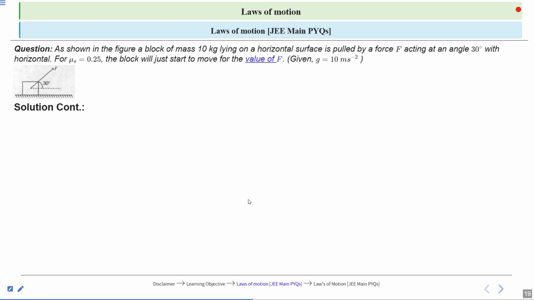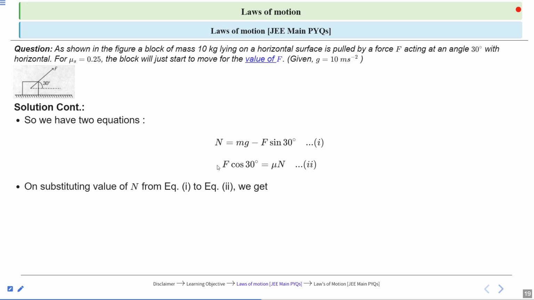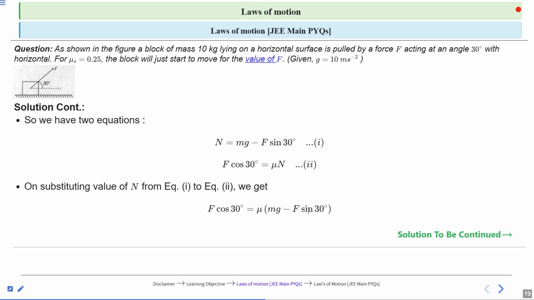So we have two equations. Equation first is N is equal to mg minus F sine 30 degree, and equation second is F cos 30 degree is equal to mu N. On substituting the value of N from equation first into equation second, we get a relation: F cos 30 degree is equal to mu times N. Now substitute the value of N, that is mg minus F sine 30 degree. So it will be mu into mg minus F sine 30 degree. So F cos 30 degree is equal to mu into mg minus F sine 30 degree.